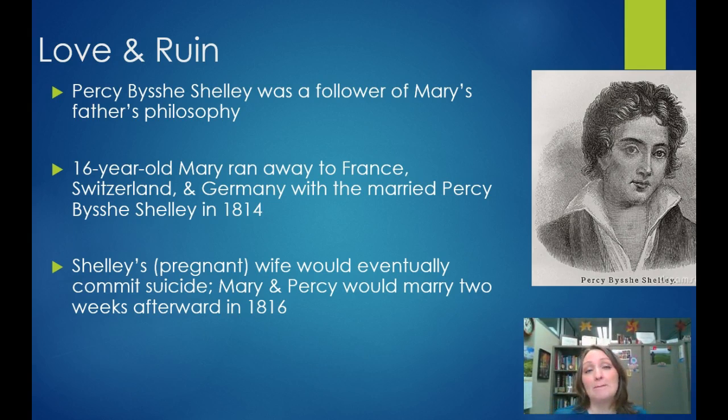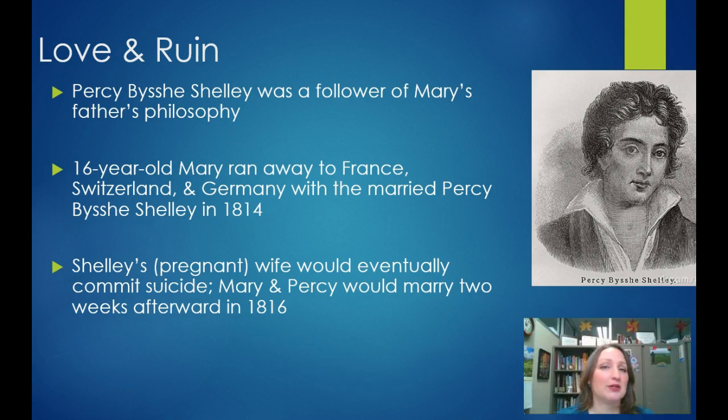So when Mary Shelley met Percy, he was married, and Mary and Percy fell in love anyway and decided that they wanted to be together. And so Percy left his pregnant wife for Mary Shelley, and they went off to parts of Europe to celebrate their relationship. Shortly after Percy left his wife, that wife who was pregnant would jump off of a bridge and commit suicide.